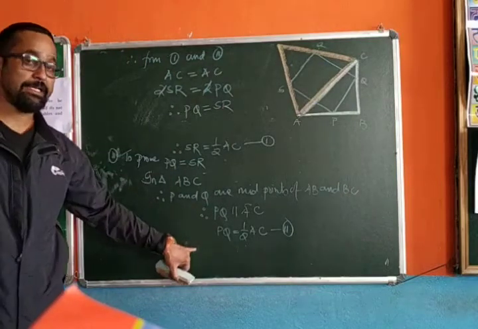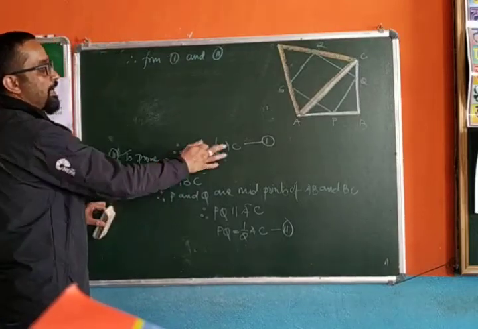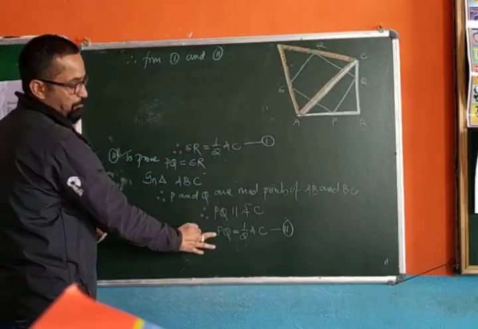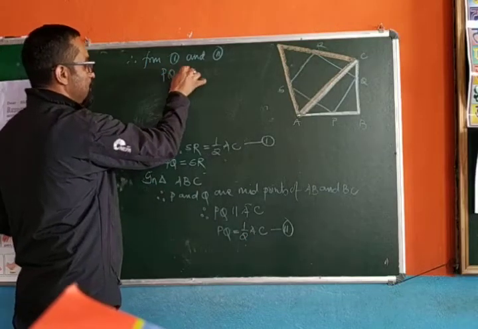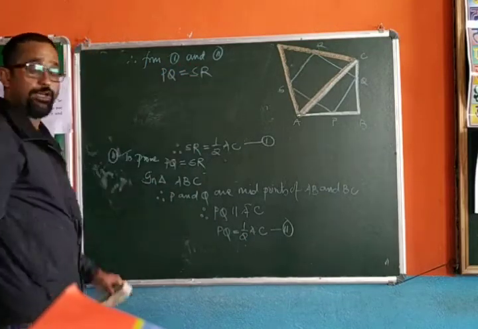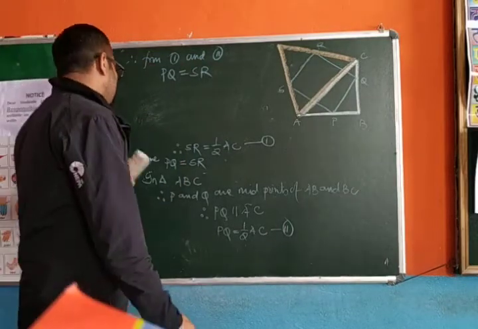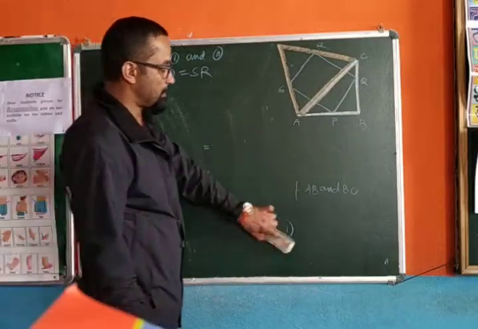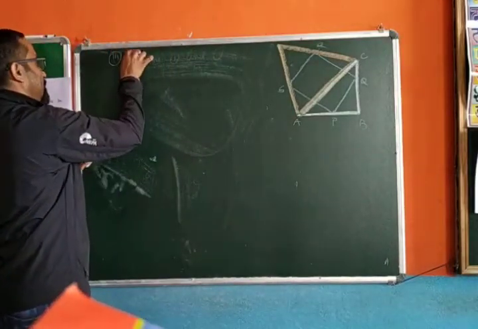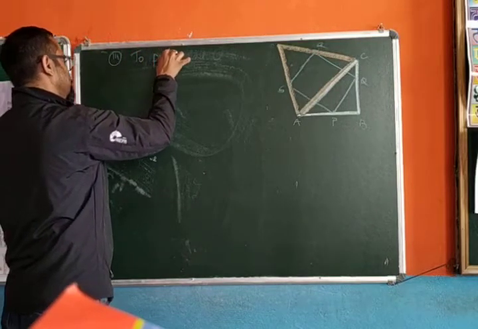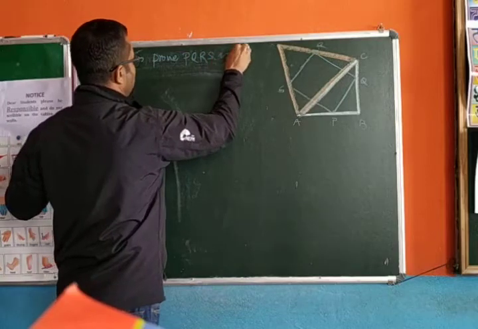Or you can directly write from equations 1 and 2, SR is half of AC, PQ is half of AC, therefore PQ is equal to SR. You can write directly or you can calculate. Third part, the question says prove PQRS is a parallelogram.